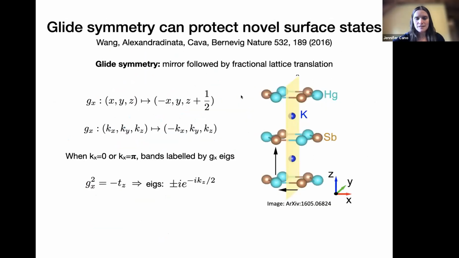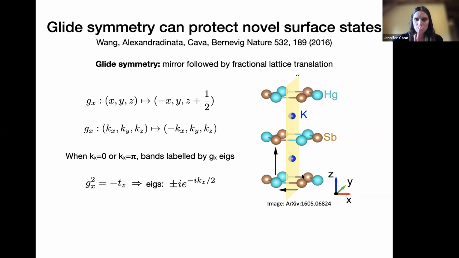Okay, and then the last example that I want to show, coming back to these non-symmorphic space groups, is an example of surface states protected by glide symmetry. This is one of the examples of the crystal structure of a glide non-symmorphic topological insulator. Just to show how these glide and screw symmetries work, a glide symmetry is a reflection through this plane followed by a translation of half a lattice vector. The full lattice vector is going from blue to blue.